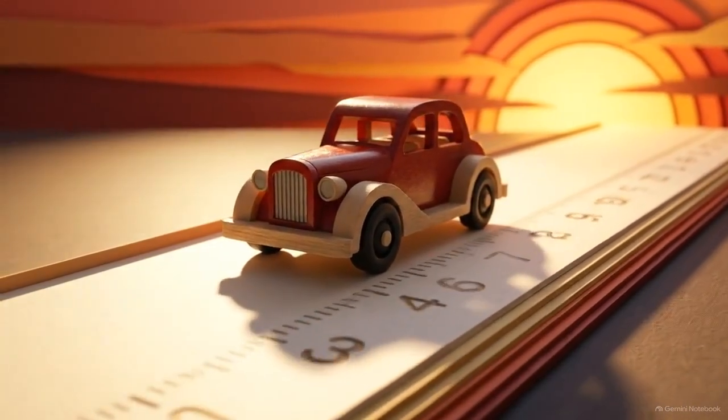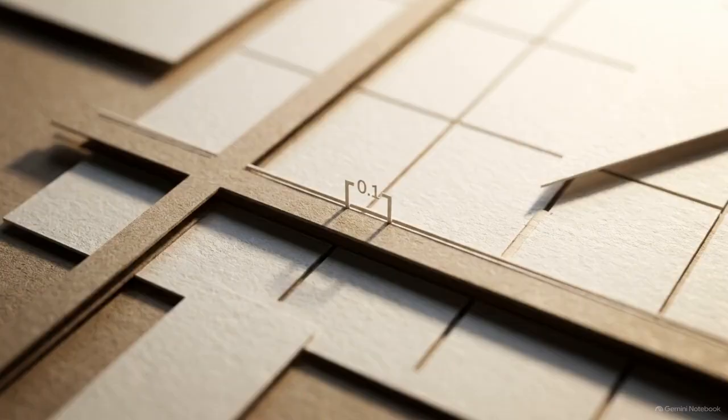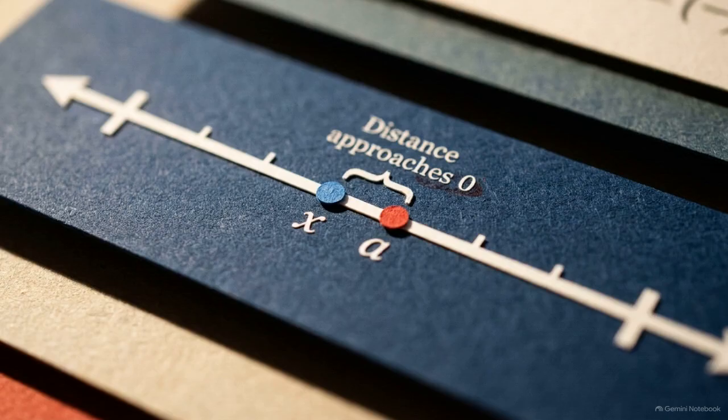By shrinking that allowable distance, changing that 4 to a 1, then a 0.1, and even smaller, mathematicians can precisely describe what happens as one number gets closer and closer to another. This language of closeness is what makes the rest of calculus possible.